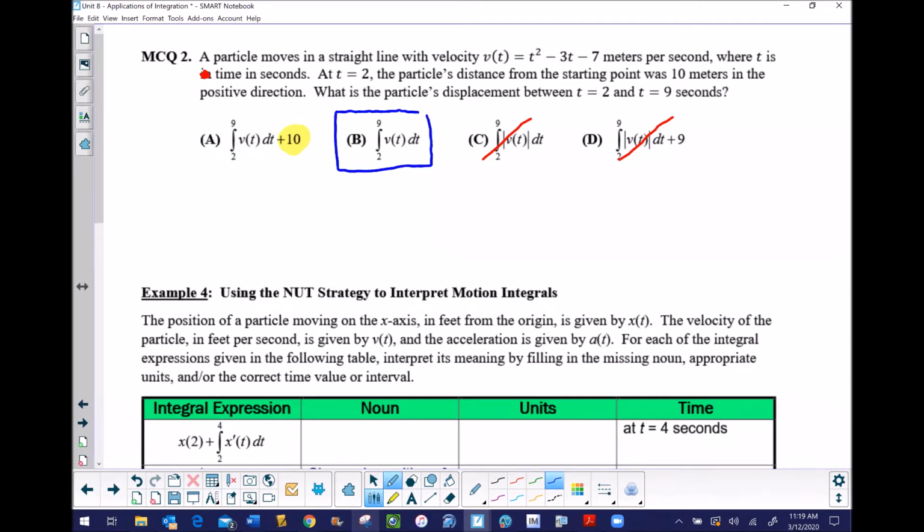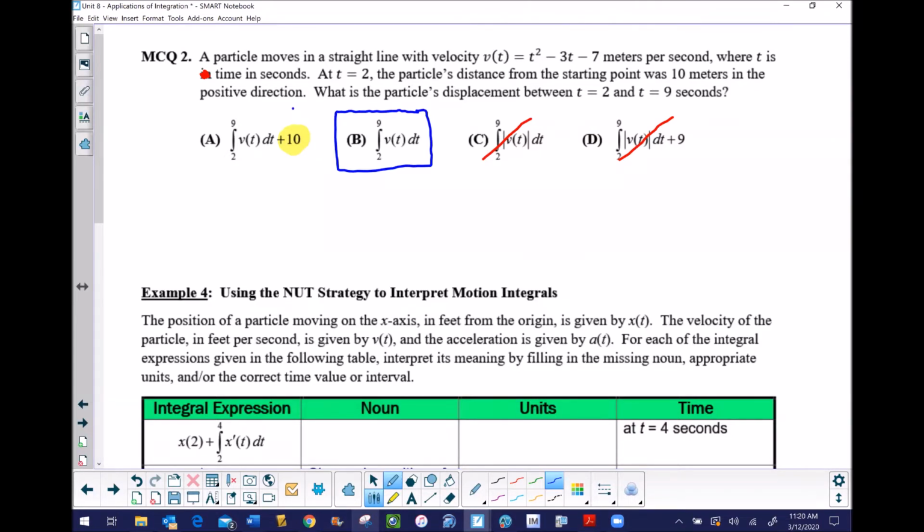But I want to talk about A because A's got a really neat thing going for it. And A would have been a really good answer if there was just one different tweak to this. And if I said, what is the particle's, I guess, distance from the starting point, or I guess I would say the particle's displacement from time 0 to time 9, I guess I would say.